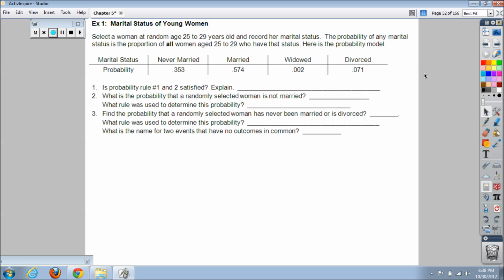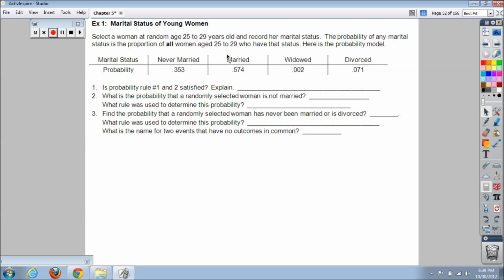Alright, select a woman at random, age 25 to 29 years old, and record her marital status. The probability of any marital status is the proportion of all women aged 25 to 29 who have that status. Here is the probability model.